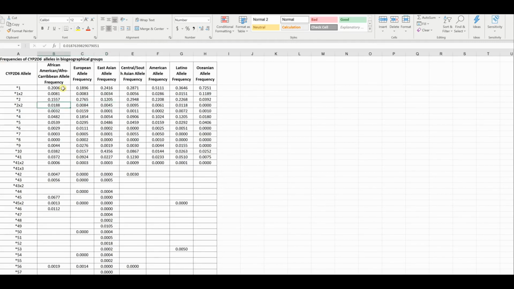So let's find those variants that are a little different from African Americans. So if we scroll down, we can see that the star 41 allele seems to be, again, less common in African Americans and East Asians versus European descent. But interestingly, there's a higher frequency of star 5, which would be a poor functioning allele, in African Americans. Star 4 is much less common and almost non-existent in East Asians versus Europeans.